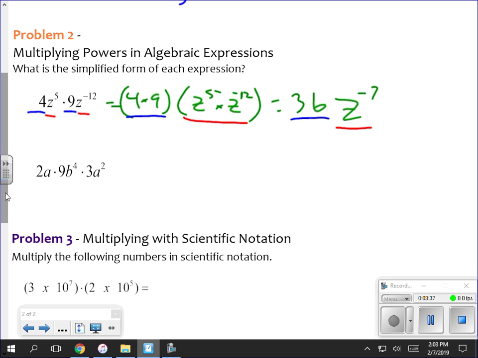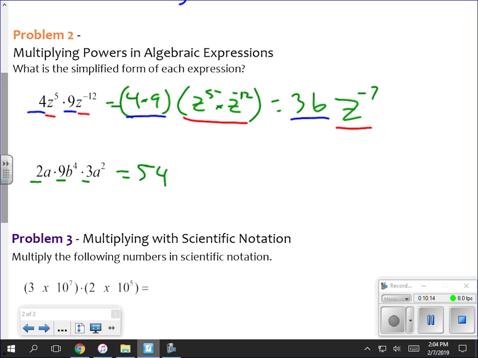So if I look at the next one, well, I've got 2 times 9 times 3 just doing the numeric portion. I can do it in any order, so I do 2 times 3, which is 6. Do 6 times 9, which is 54. So that's just the numeric portion. Now I have to do the other variables. How many types of variables do I have? I have A's and B's, right? I do all the A's, then I go through and do all the B's.